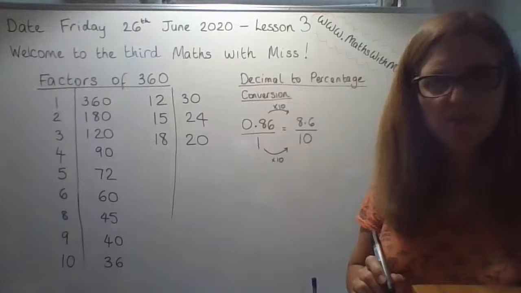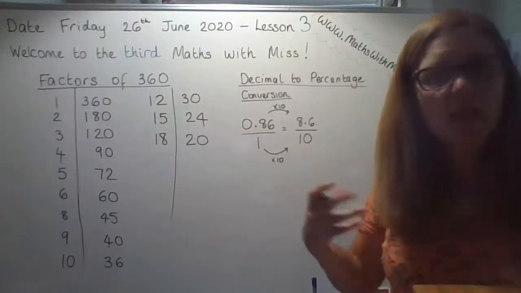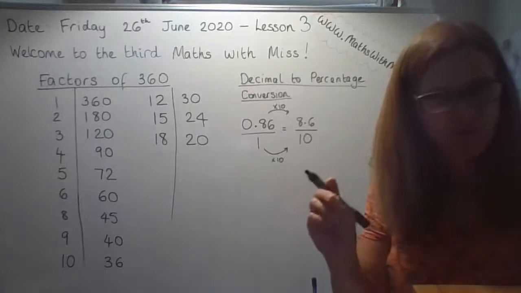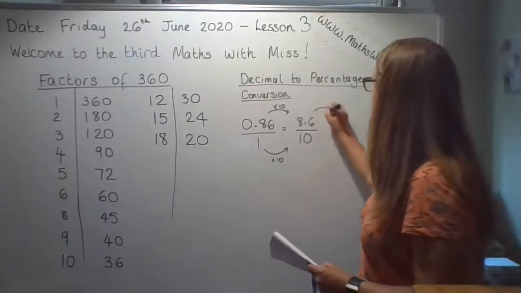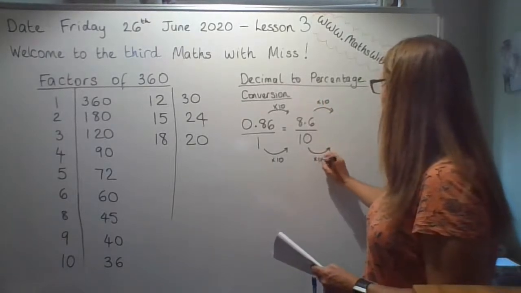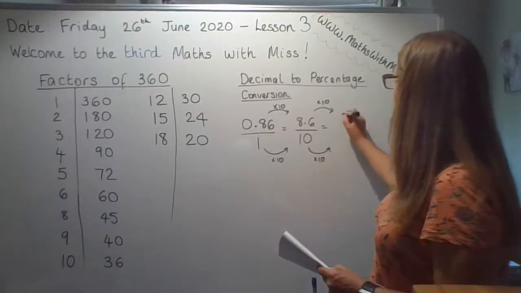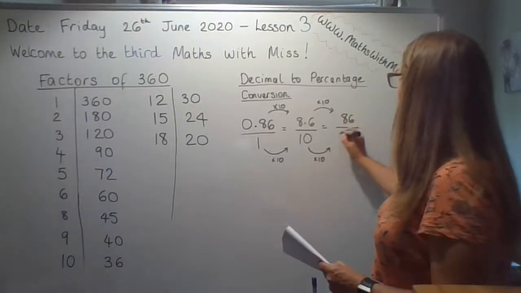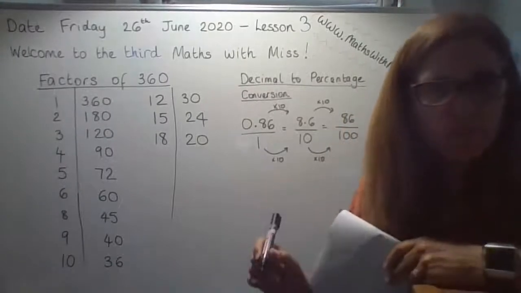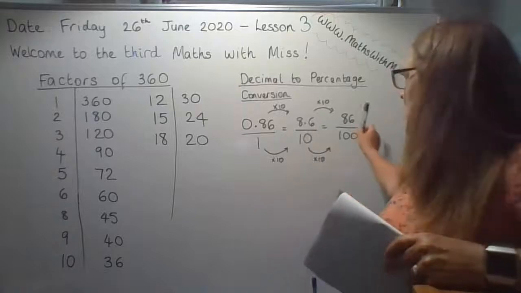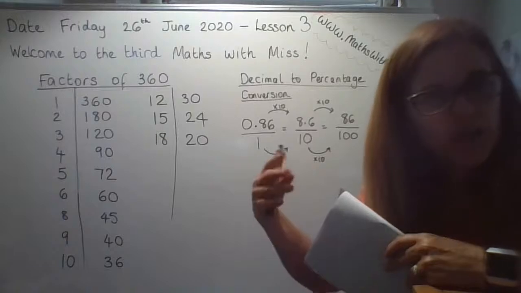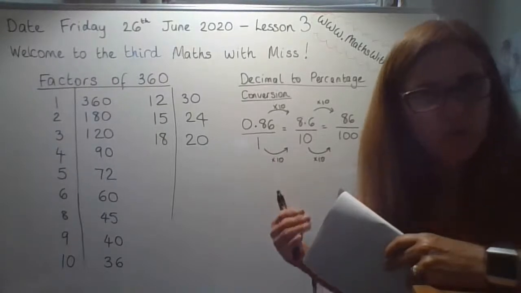That still doesn't help me really, does it? Because I've still got a decimal in my fraction, and I don't like that. So I'm going to multiply by 10 again to get rid of that decimal. So this time we're going to have 86 over 100. Now, if you remember, 86 is our numerator and 100 is our denominator. So we have 86 out of 100.